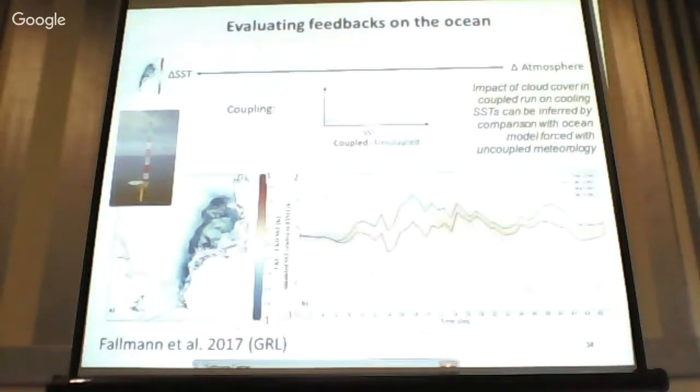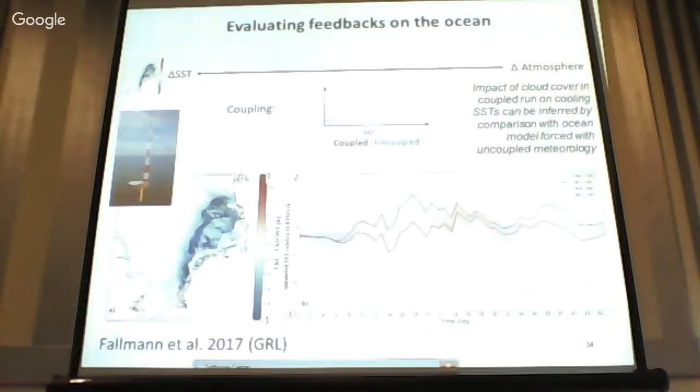In the ocean, of course, we have two different representations of the sea surface temperature evolution. We have our uncoupled ocean, which is forced by an atmosphere that doesn't have any cloud in it, so relatively stronger heating. And then we also have our ocean in the coupled system, which is seeing an atmosphere in which the cloud has developed.